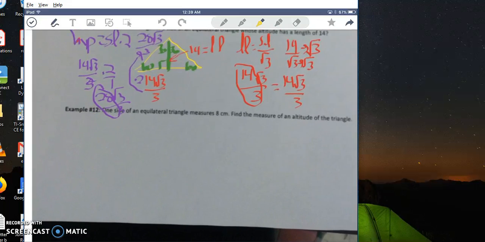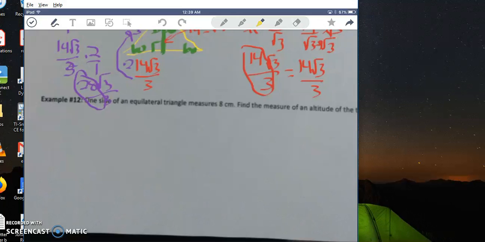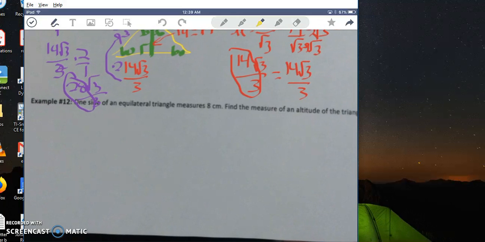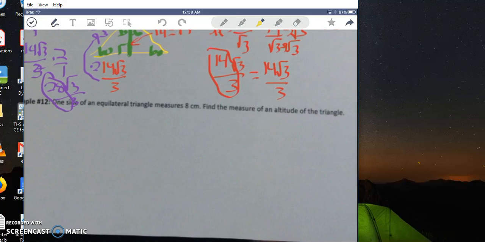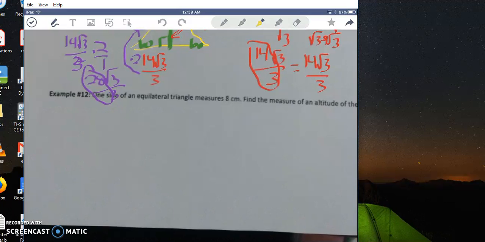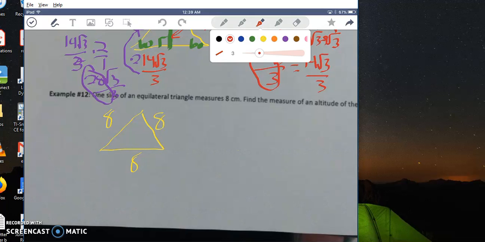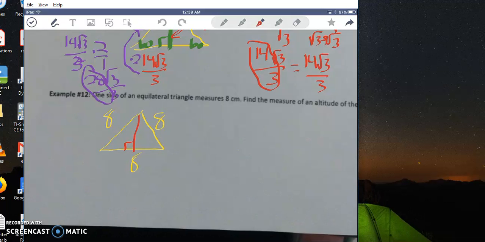Alright, let's finish off by doing this last one. This last one says one side of an equilateral triangle is 8 centimeters. Find the measure of the altitude. Remember, the altitude is the one that goes from a vertex and creates a 90-degree angle. Equilateral triangle means all sides are the same. So all of these are going to be 8. We need to try to find the altitude, which is this portion here.